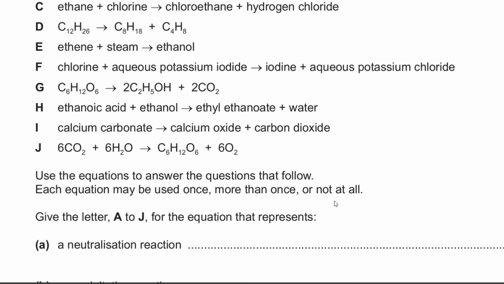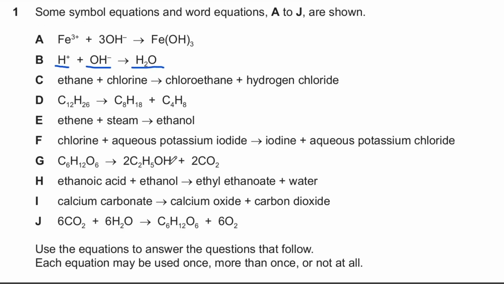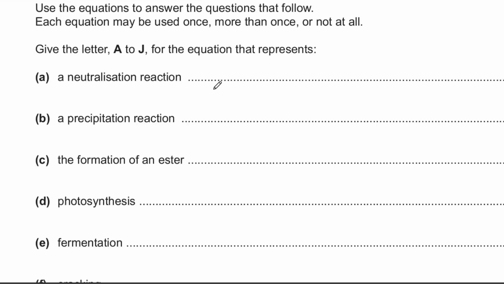First one is a neutralization reaction. A neutralization reaction is when an acid reacts with a base to form water. So we are looking for hydrogen ion, which is from the acid, reacting with hydroxide ion, which is from the base. So from here, you can see that the equation is B, as hydrogen ion from acid, hydroxide ion from base, and then we have water. So the answer for this question is B.